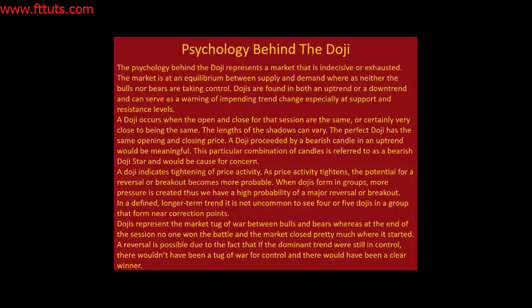A doji occurs when the open and close for that session are the same, or certainly very close to being the same. The lengths of the shadows can vary. The perfect doji has the same opening and closing price. A doji preceded by a bearish candle in an uptrend would be meaningful. This particular combination of candles is referred to as a bearish doji star and would be cause for concern.